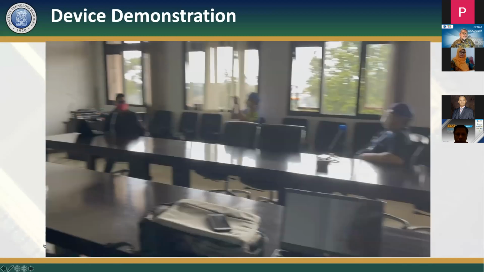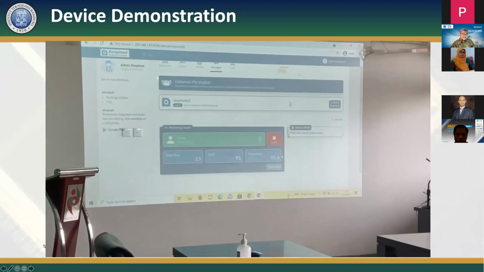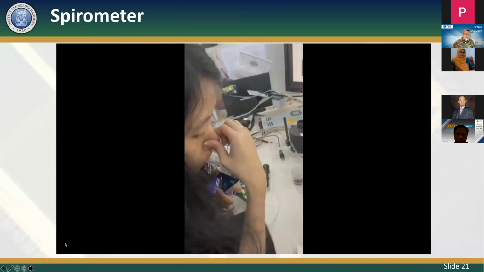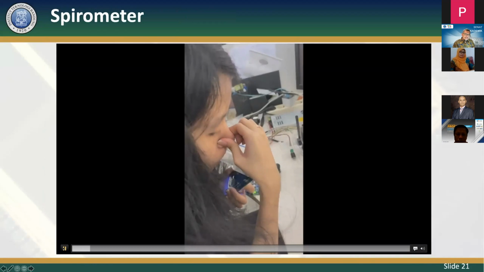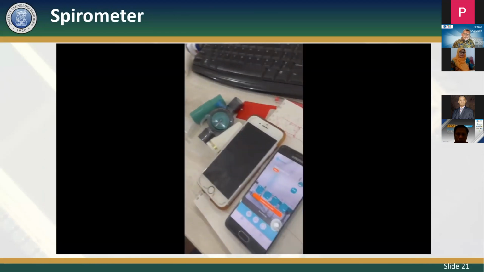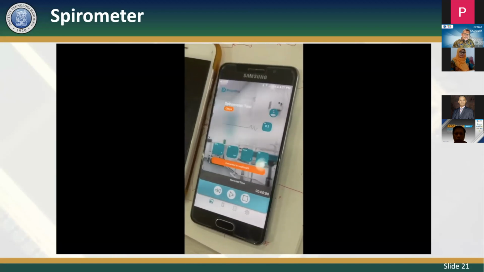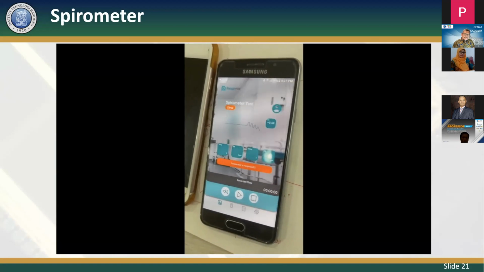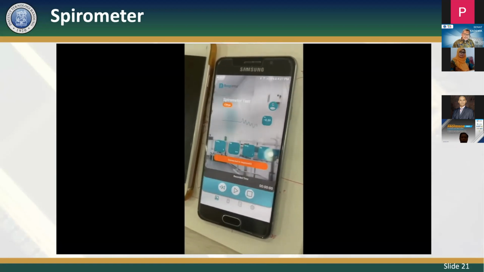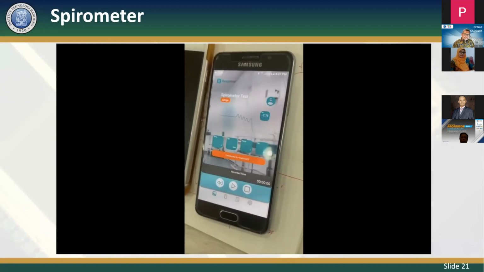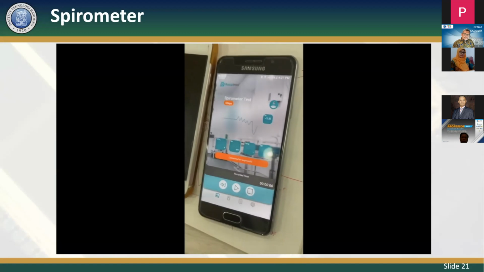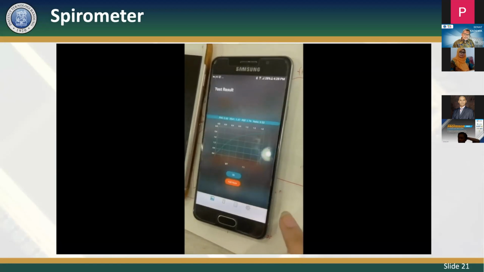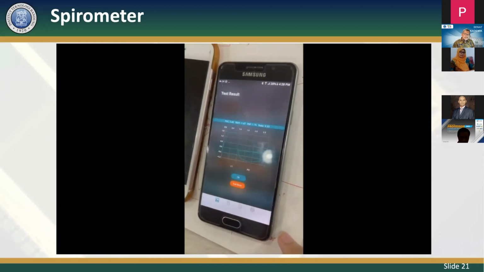This with a doctor in Hasan Sadikin Hospital in Bandung. So we demonstrate how to do monitoring. And this during spirometer, since this is a little bit difficult, you have to blow very fast and check your lung condition. So this is the graph, the condition.